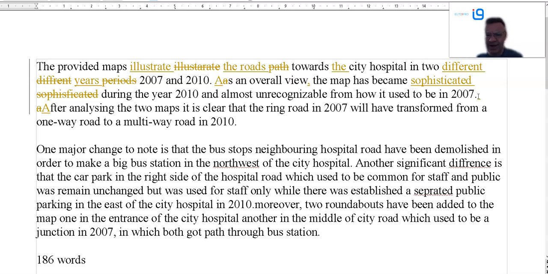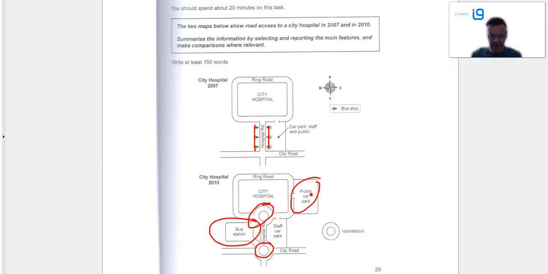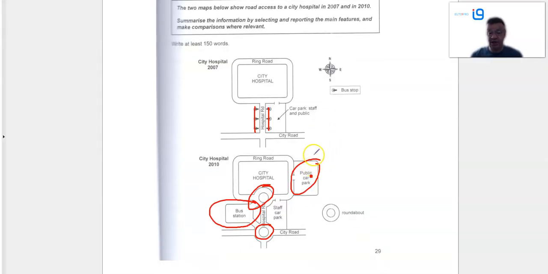Almost unrecognisable? Well, it's not. It's not unrecognisable, is it? I mean, if we look at it, it's pretty recognisable. The roads are still there. The hospital's there. It's just there's some new features and some things missing, and that's it. So it's not unrecognisable, is it? So that doesn't really work either.